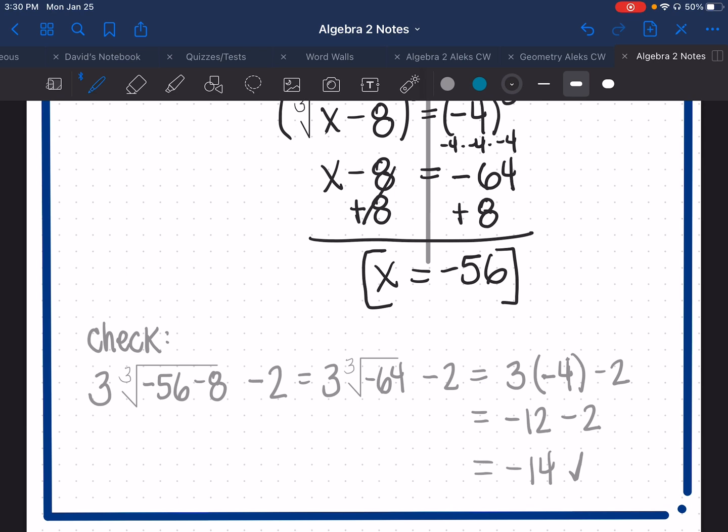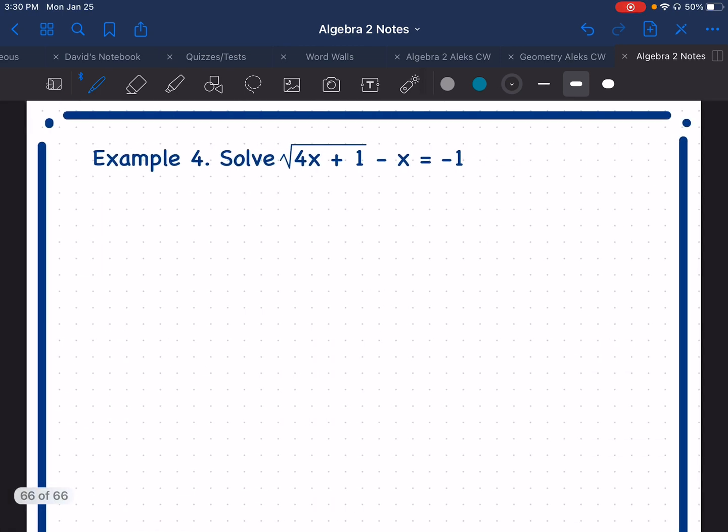Okay, so we need to do one more example so that you can actually see what an extraneous solution looks like. Here's our last example. Solve the square root of 4x plus 1 minus x equals negative 1. Let's go ahead and get started.